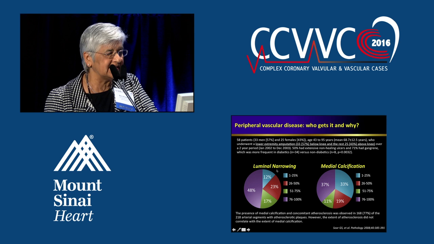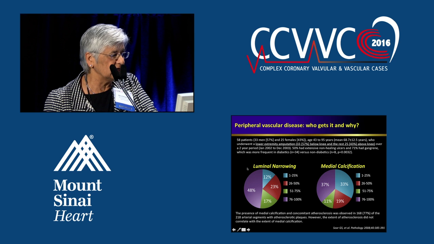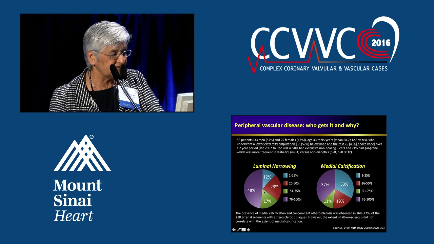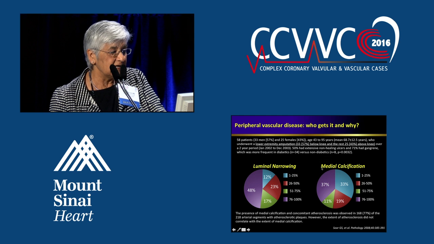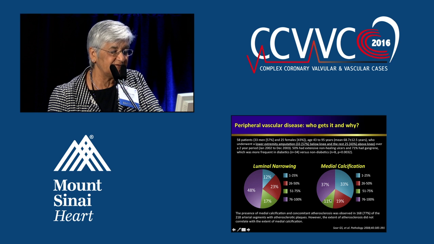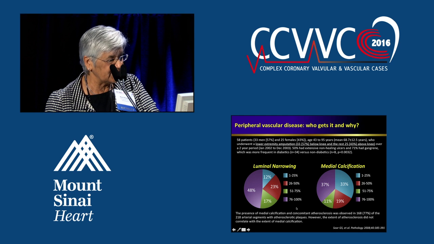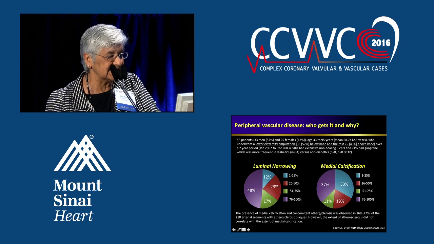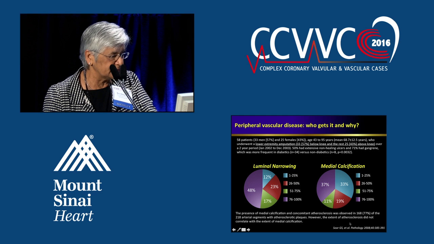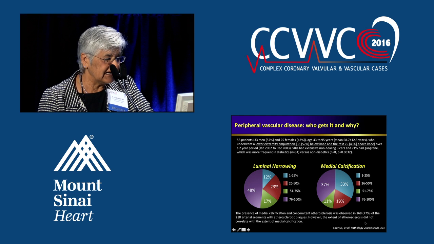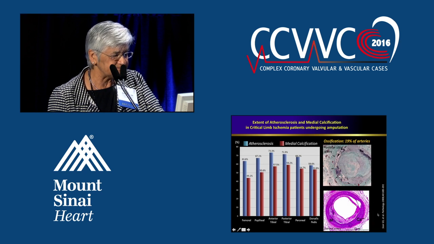So what was the extent of calcification in these individuals? Looking at luminal narrowing, 50% of vessels show severe calcification. On the other hand, looking at medial calcification, 50% show greater than 50% circumferential involvement by medial calcification. The presence of medial calcification and concomitant atherosclerosis was observed in 77% of the total segments. However, the extent of atherosclerosis did not correlate with the extent of medial calcification.